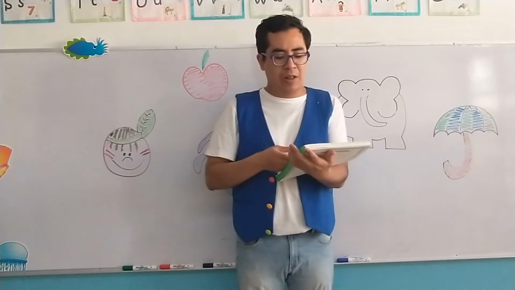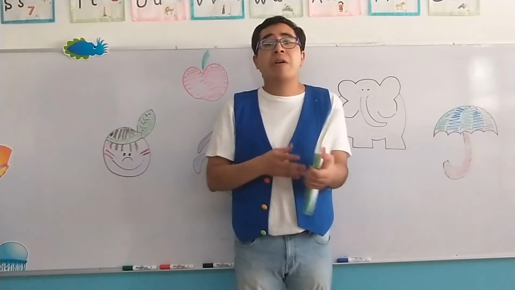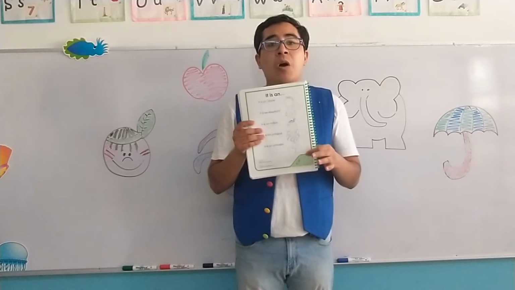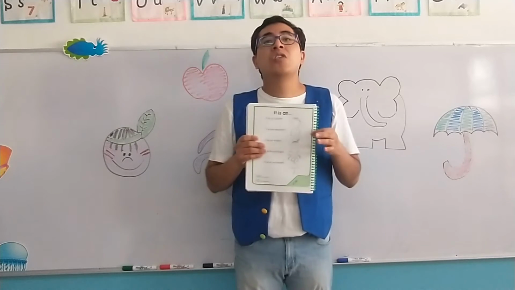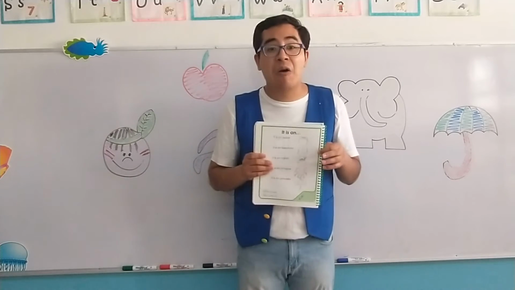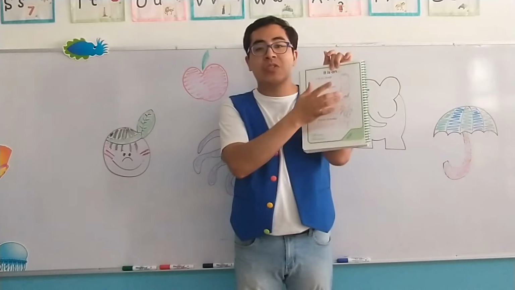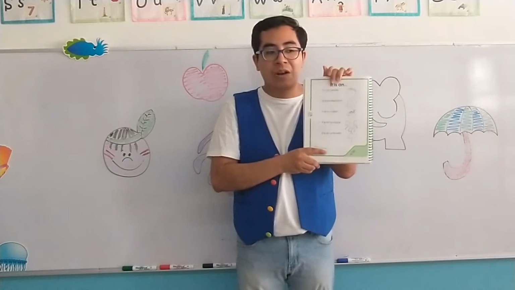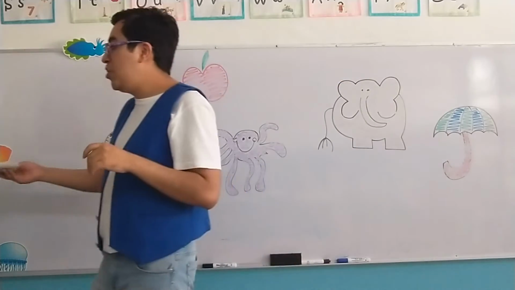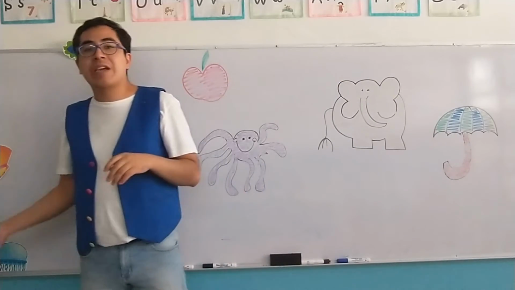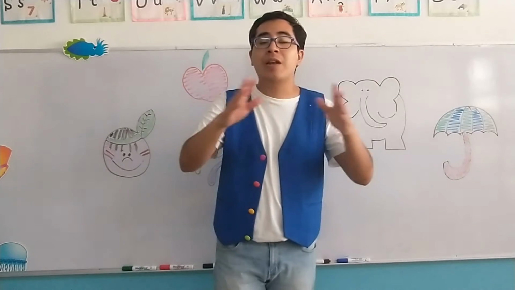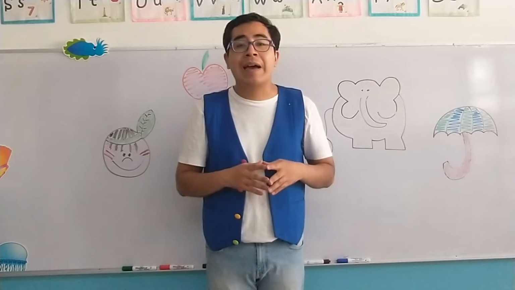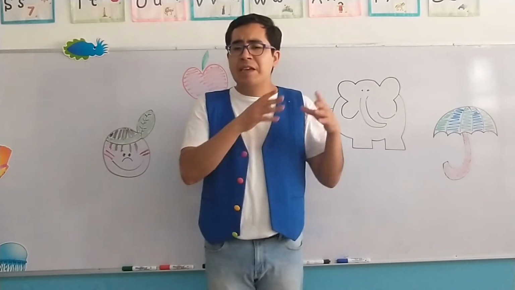We have several objects. Okay? Now, remember, each one of these objects, they belong to a different vowel. Cada uno de los objetos que tenemos en esta página pertenecen a una vocal. Remember, we already finished all the vowels. Recuerden que nosotros ya terminamos de ver todas las vocales que vamos a trabajar en Kinder 1.